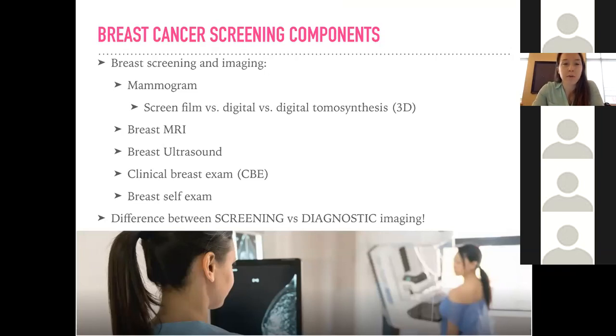So after the mammogram, there are other ways to image the breast. Of course, there's breast MRI. We can do an ultrasound of the breast. We'll get into the details of why and when we would consider using those things, but generally, they are not our first line options for just screening.